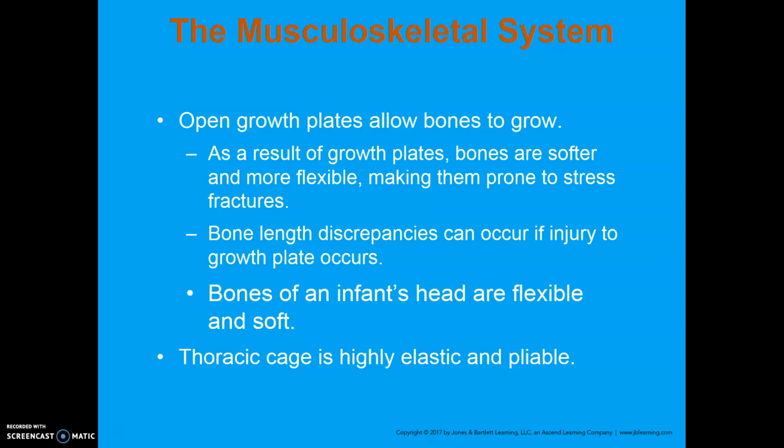The thoracic cage in children is highly elastic and pliable because it's primarily composed of cartilaginous connective tissue, and the ribs and vital organs are less protected by muscle and fat.